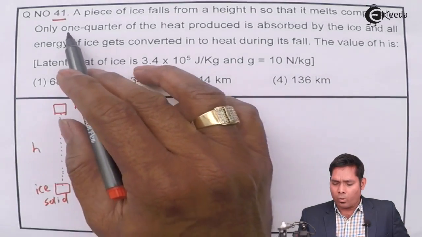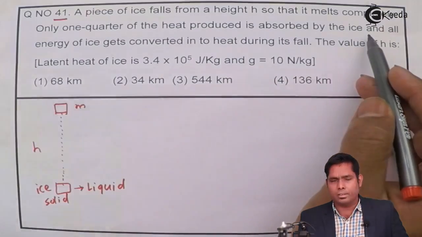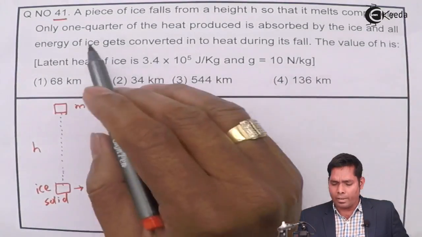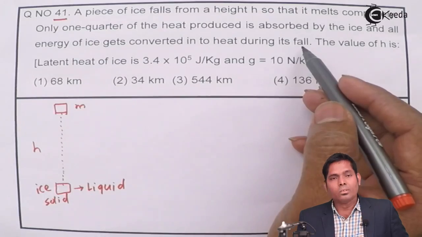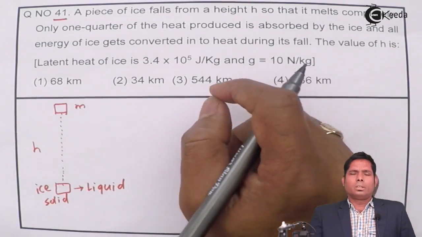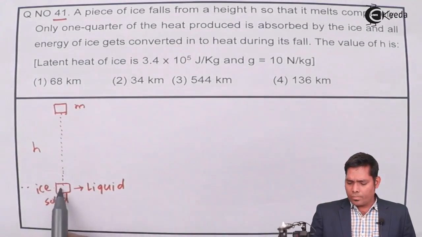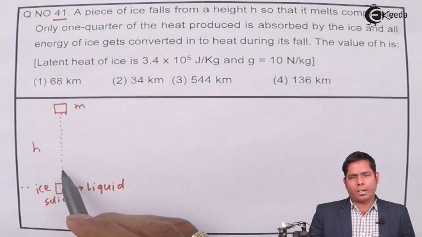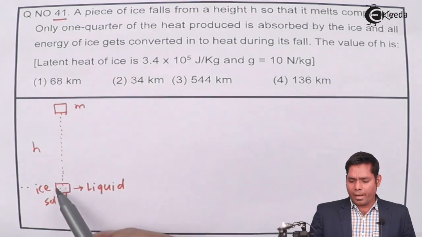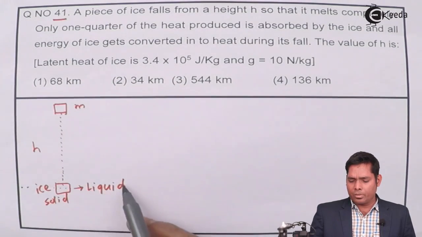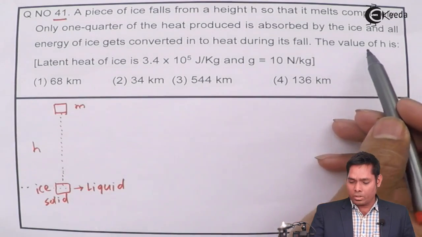And only 1/4 of the heat produced is absorbed by the ice, and all the energy of the ice gets converted into heat during its fall. So during its fall, the potential energy that is lost is converted into heat, and only 1/4 of that heat is absorbed by the ice to melt completely into liquid. The value of h is what you have to find.